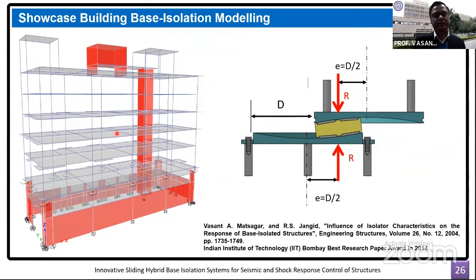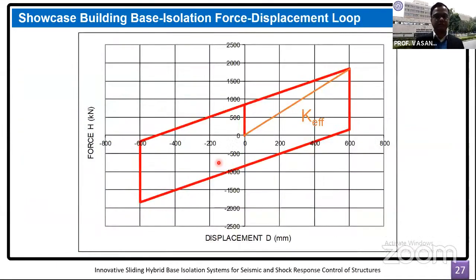What you see on the left is the model that was developed in the ETAP software. I'm highlighting this because the structural designers in the audience today would note that this is not rocket science. This can be done in the conventional practice that we have been doing in structural engineering in India, where we can easily incorporate base isolation systems in our analysis and design. This is the idealized force deformation loop, and then we have linearized that also by calculating the effective stiffness.